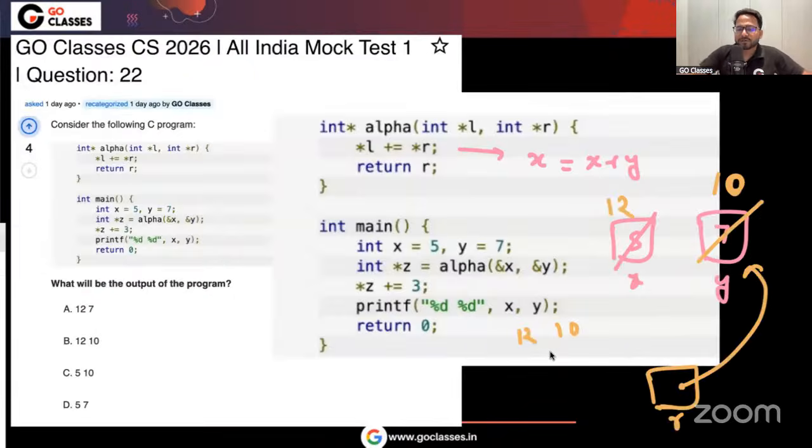It was a good question in the sense that we are returning R, which was a local pointer, but it is still pointing to Y. Okay, it is still pointing to Y. So that's why this question is a little bit interesting. That's the reason I have put this question. So B is the correct answer.